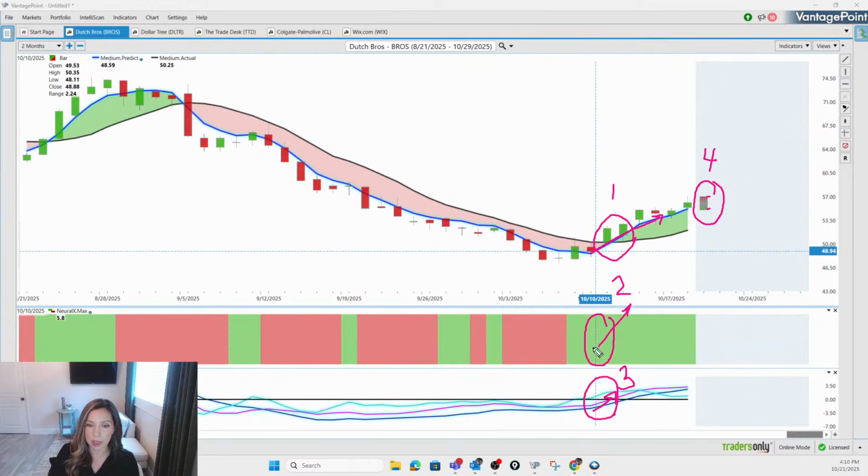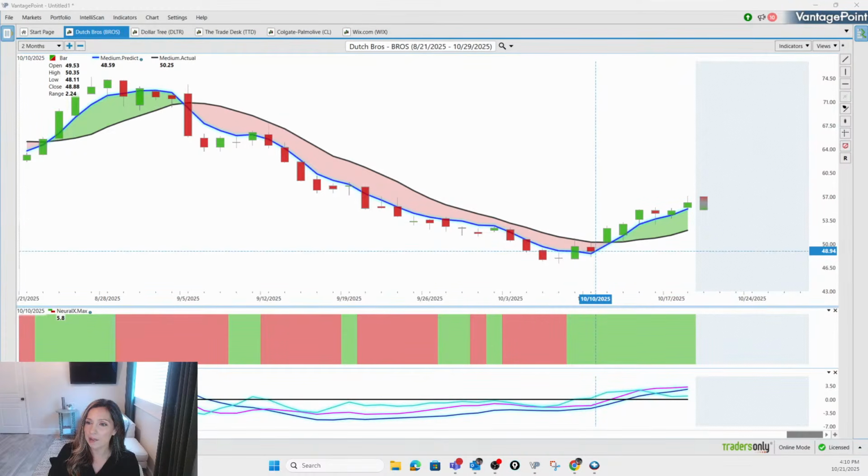And so here we can see these three are all lining up, and we would likely have had a bullish predictive trading candle at that point in time as well. So there you have it: 1, 2, 3, 4. If all are in agreement, then you have the confidence to potentially expect that bullish trend.